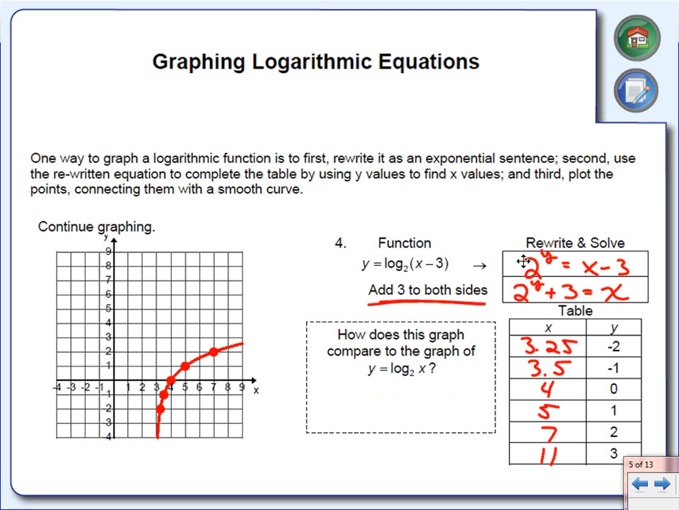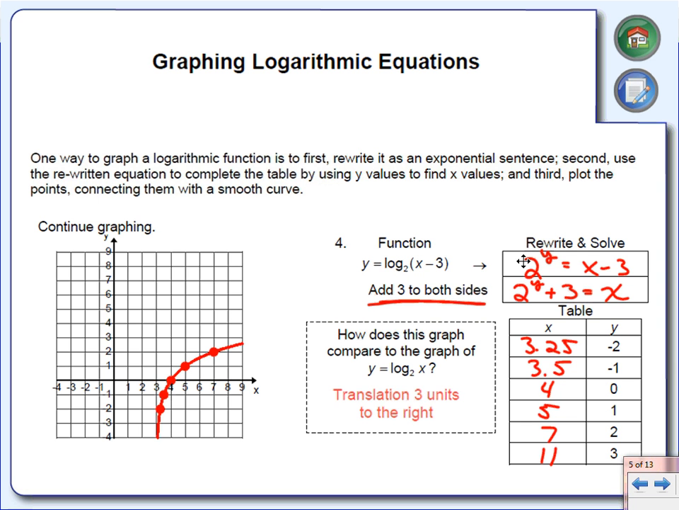All right, Alexander, what do you think? What kind of transformation just occurred on the parent function? Move to the right. Be more specific. Move to the right. How many times? 3. There it is. So all we did was move the graph to the right 3 units.